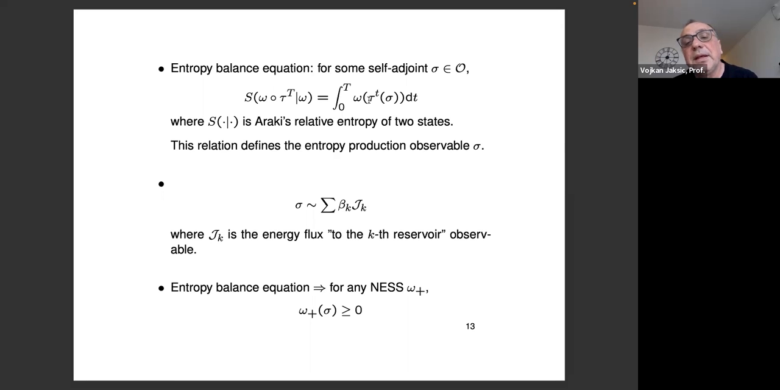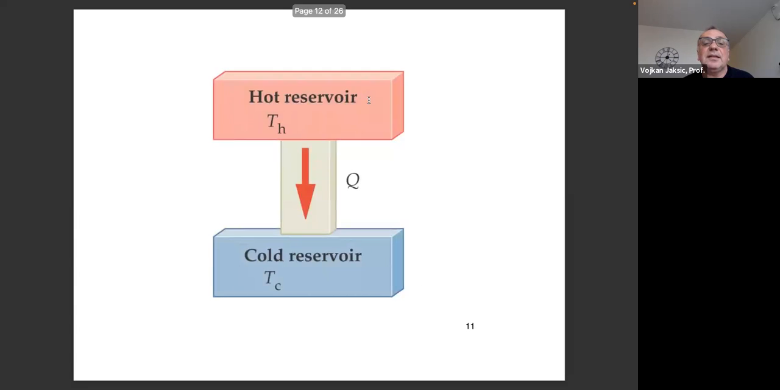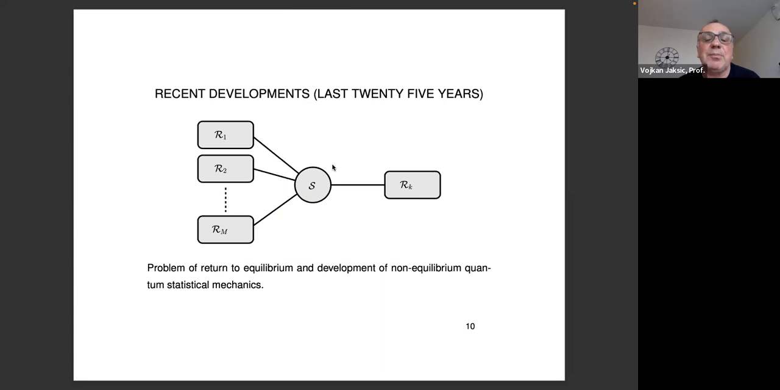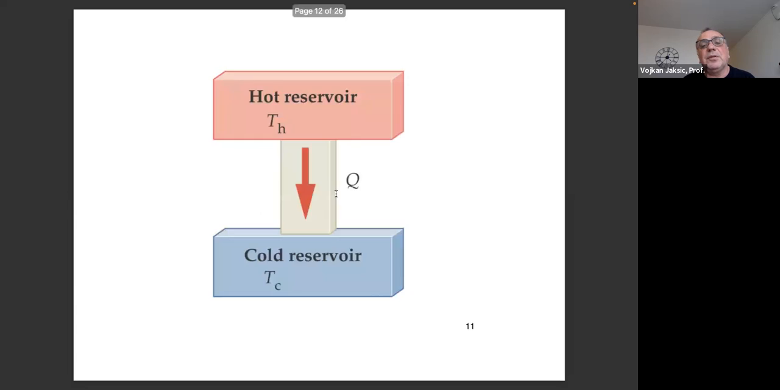Now, if you go back to our physical setting, if you specialize to this type of models, then of course you have some intuition of what sigma should be. There will be observables that describe energy flow from S to each reservoir. They're just defined by the commutators of the Hamiltonian of S and the Hamiltonians of the reservoirs. Now you can say the Hamiltonian of the reservoir is not well defined, but commutators are well defined, and this will define the energy flux observable.